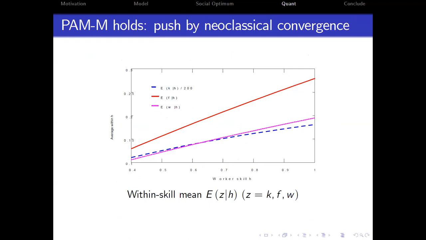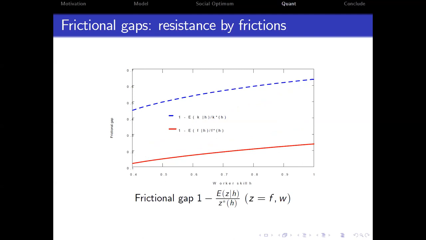So in terms of average outcome, if you take the mean, it is actually positive sorting. But that doesn't mean that the frictions are not important. So frictions are actually important. One way to measure this is what I call a frictional gap. If you take the expected value of whatever the Z, which can be net output or wages, conditional on a particular scale, and then divide by the long run one, which is the neoclassical one, that would be the gap.